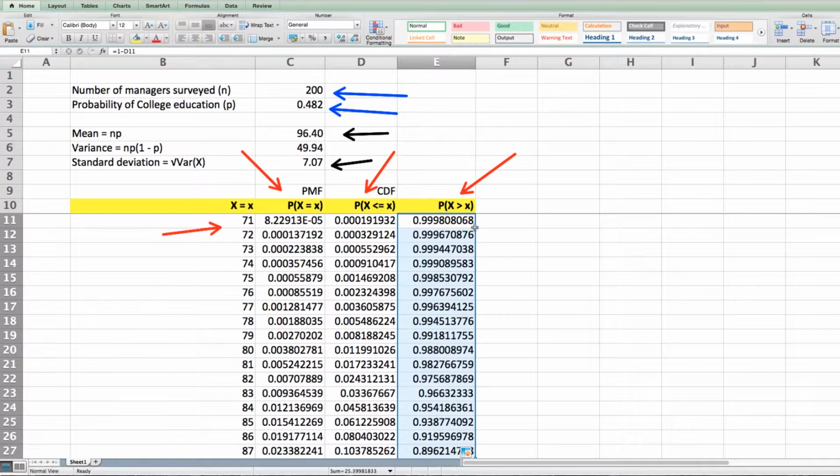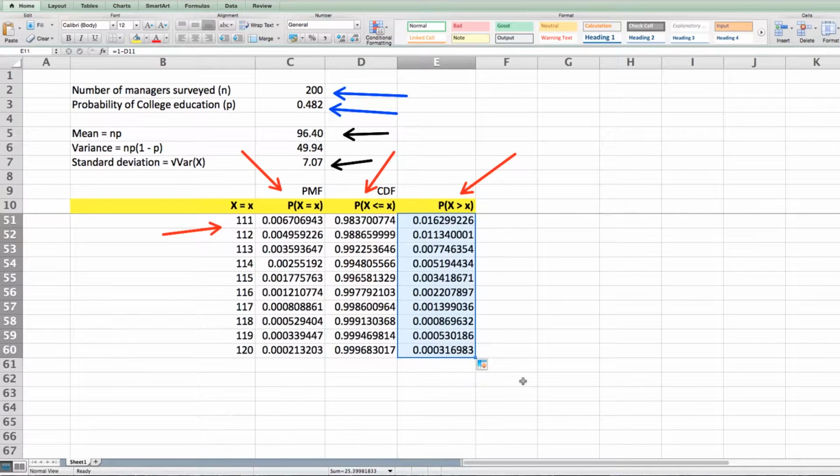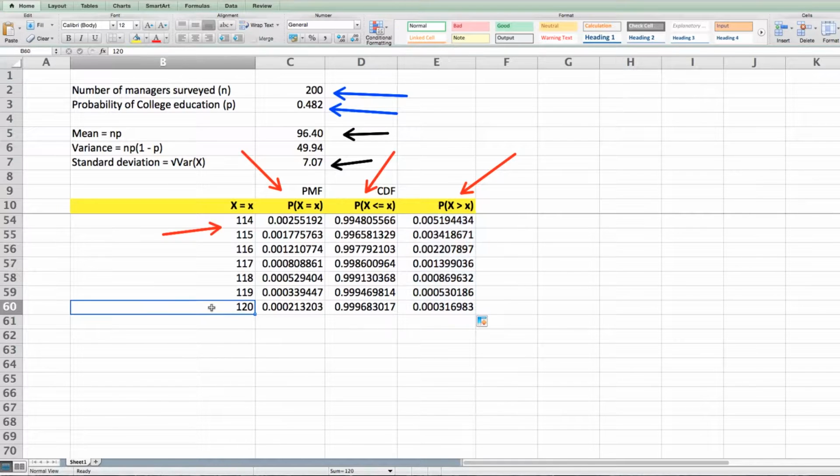Let me go all the way down. And what's the probability that x exceeds that last value? 0.0003 or 0.03%. We can live with that.